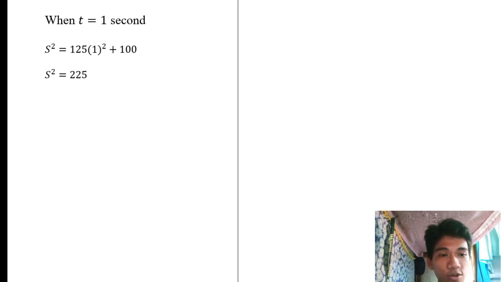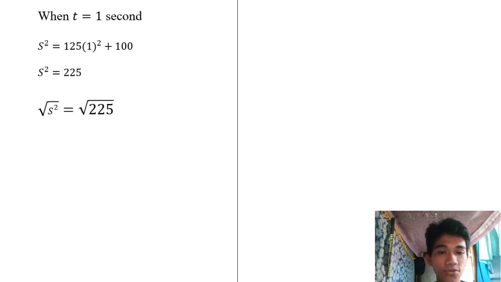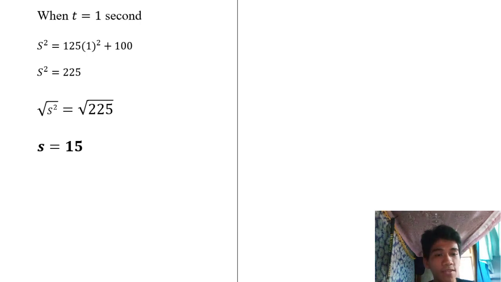So we're gonna find the value of s. So i-square root nato silang duha. Square root both sides. So macancel na ang squared diri sa s. Then mabilin na lang square root sa 225. So we have the square root of 225 which is 15. So that the value of s is equal to 15.